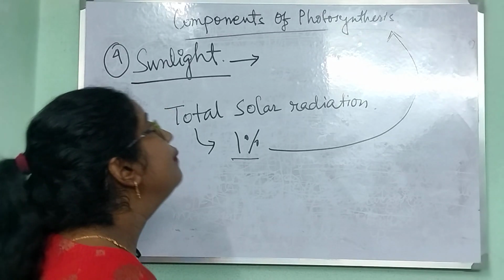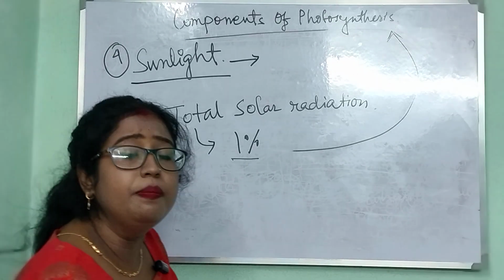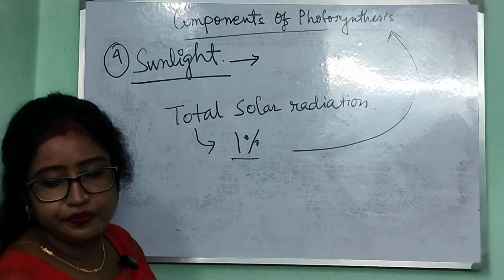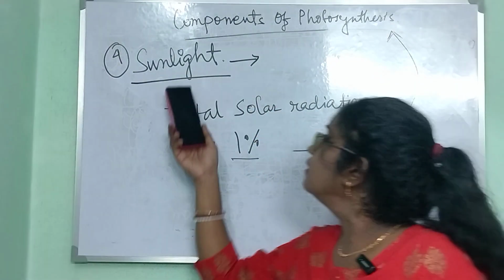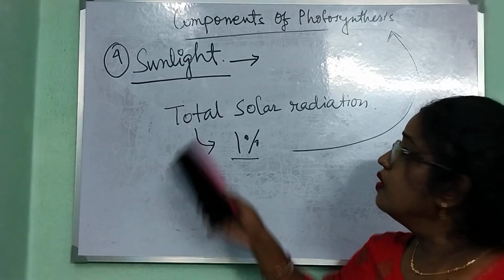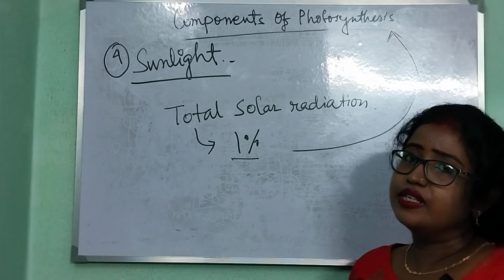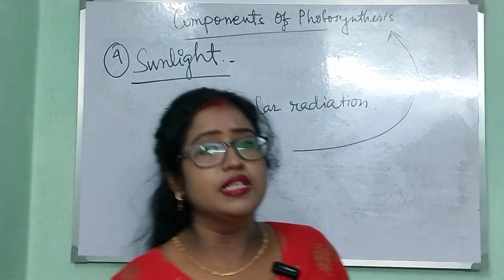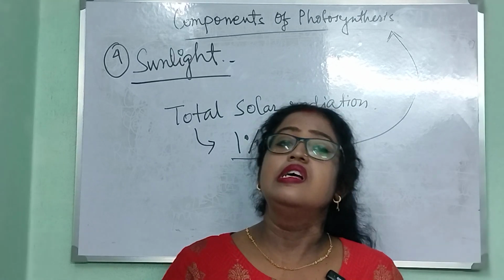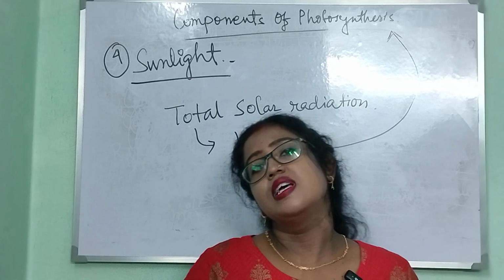Entrapping of the sunlight happens by the chlorophyll pigment, or the chlorophyll pigment is activated in the presence of sunlight. And the energy present in sunlight is converted into chemical energy in the photosynthesis process. So there are basically 4 components of photosynthesis. The first one is chlorophyll, second is carbon dioxide, third is water, and the last is sunlight.